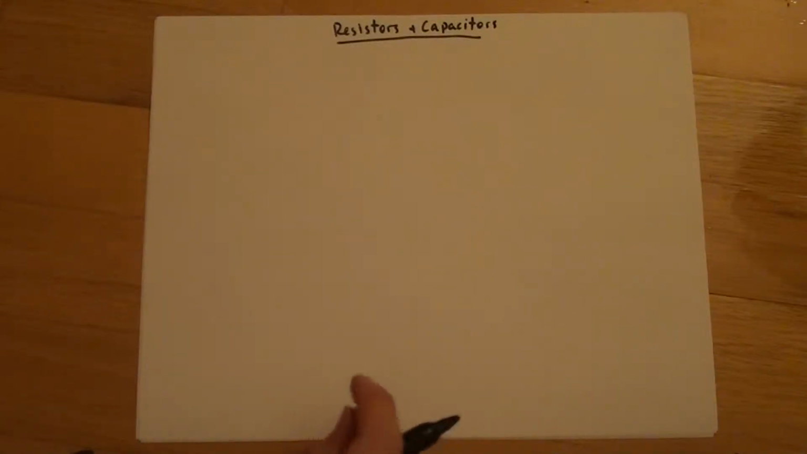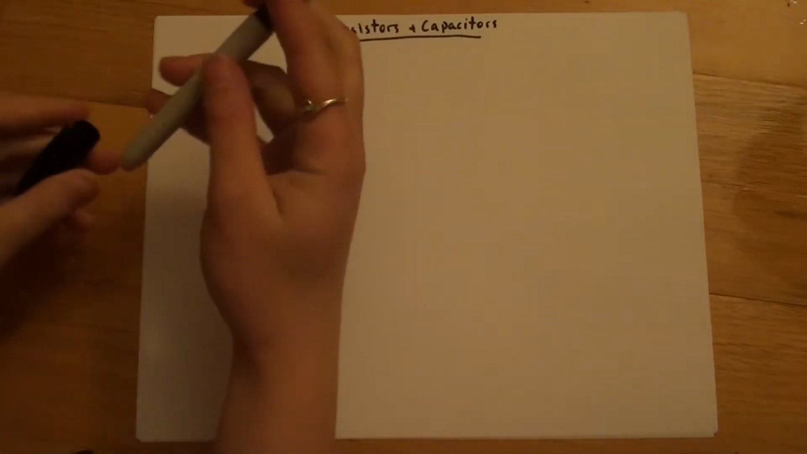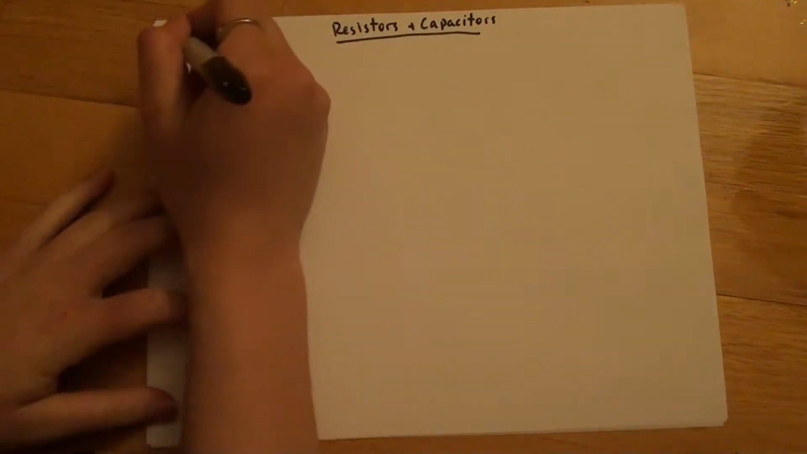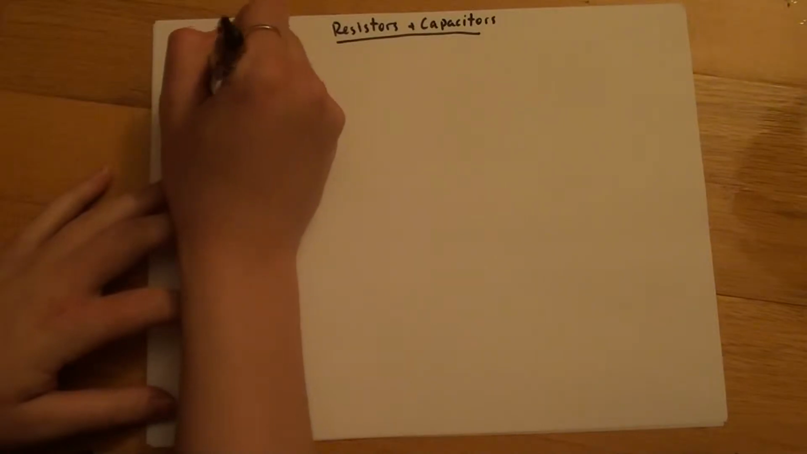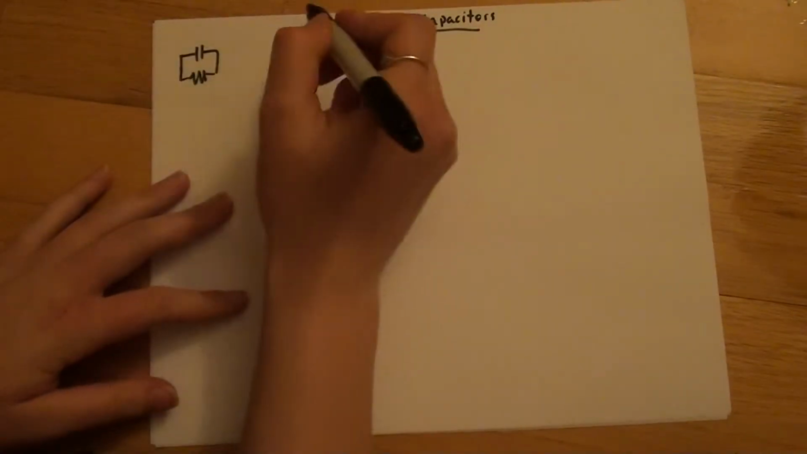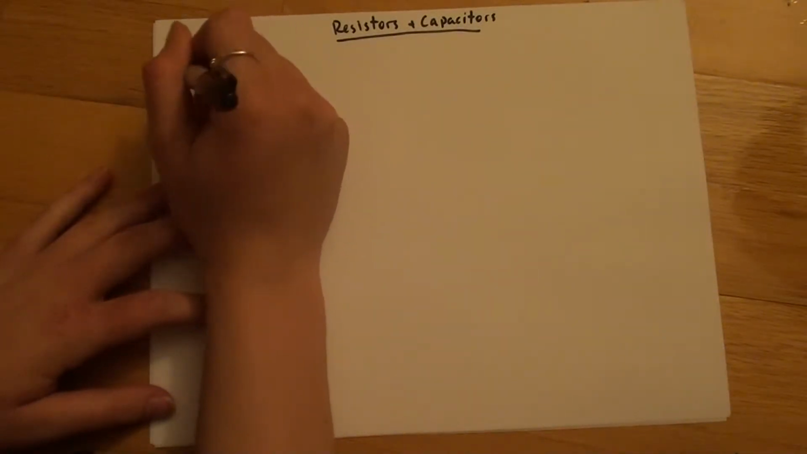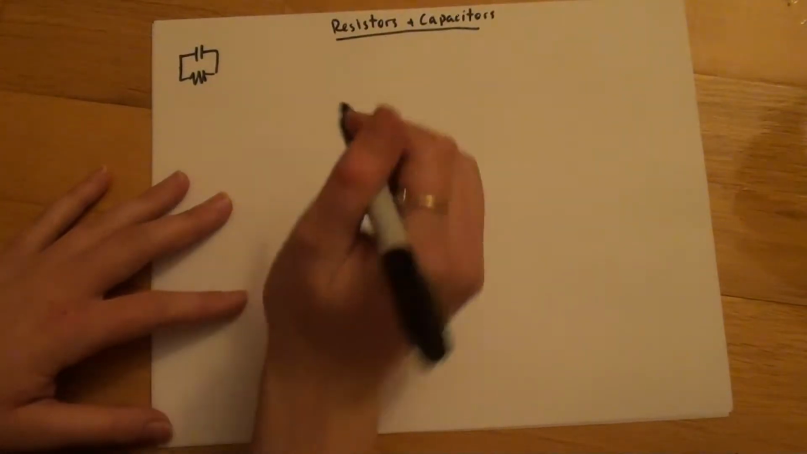Alright, so in today's video I will be discussing resistors and capacitors in a circuit. The simplest type of resistor-capacitor circuit is just a circuit with a capacitor and a resistor. The capacitor will discharge and the current will flow from the capacitor to the resistor, and when the capacitor is fully discharged, there will be no current.